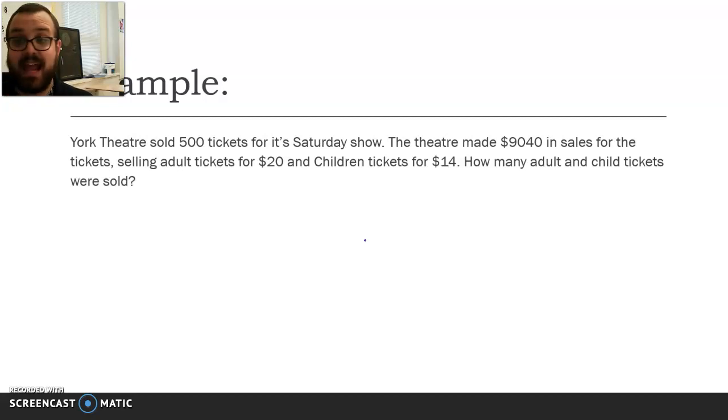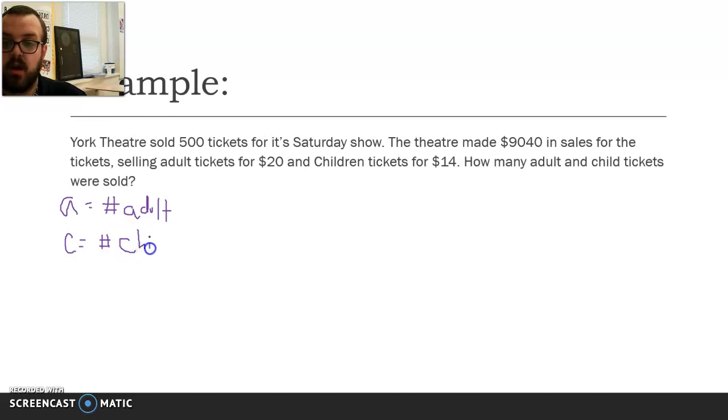So first thing, again, every time I do a word problem, I want to identify my variables. In this case, I'm going to say my variables are A, which is going to be the number of adult tickets, and then my other variable is going to be C for the number of child tickets. I'm going to write number of adult and number of child. Remember, we're talking about the tickets, okay? Number of adult and number of child tickets. Okay, so now I need to write a total and a value equation.